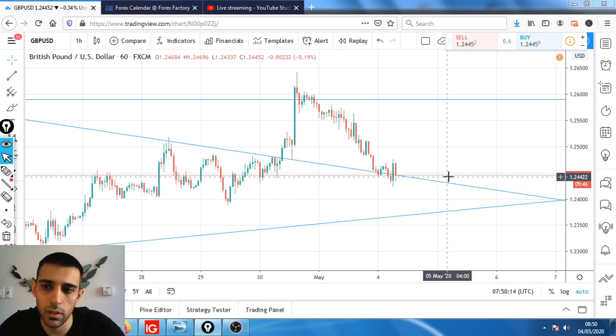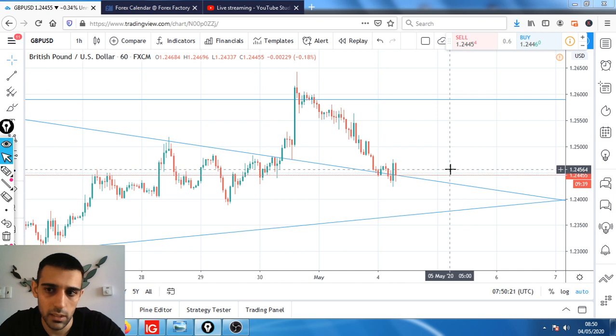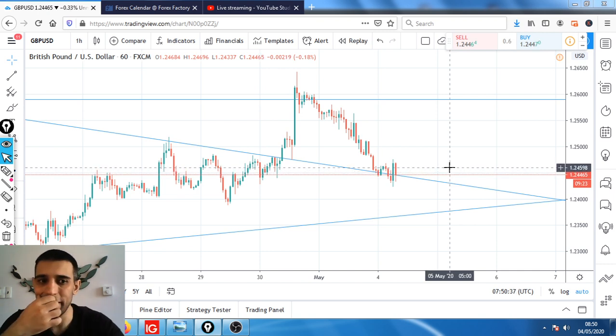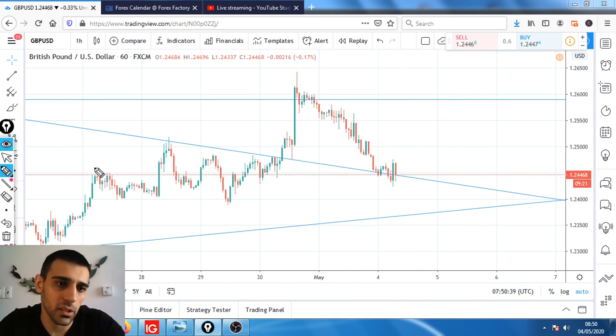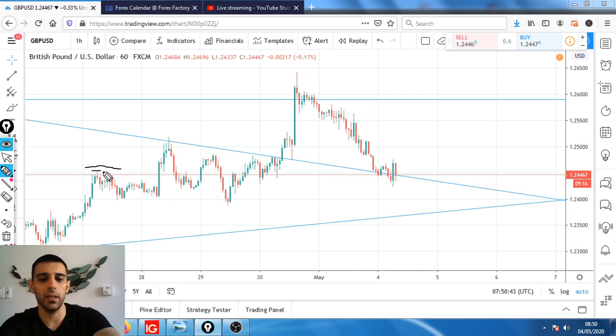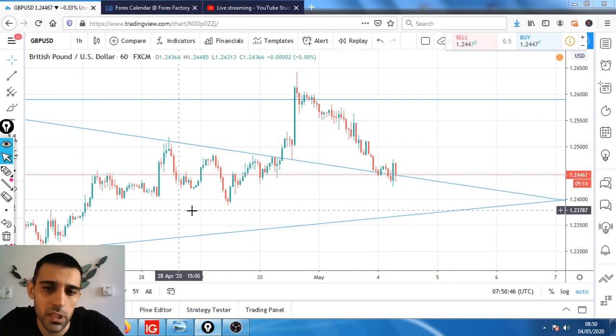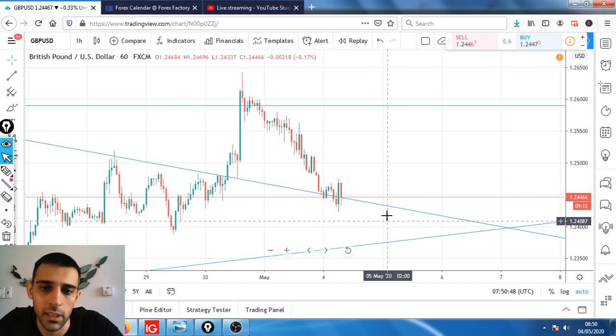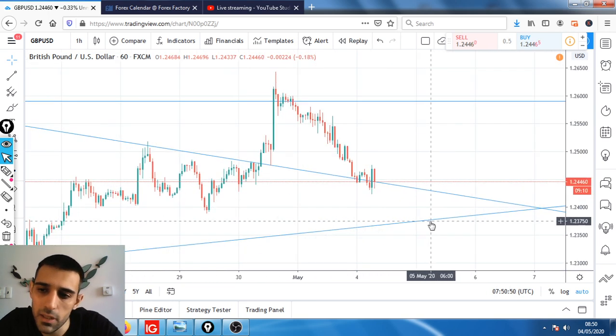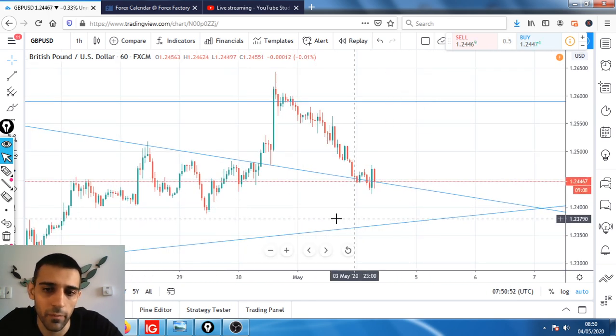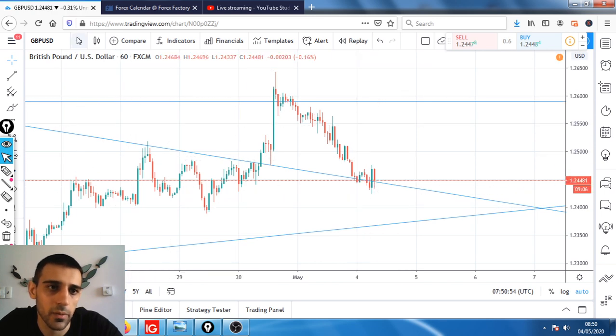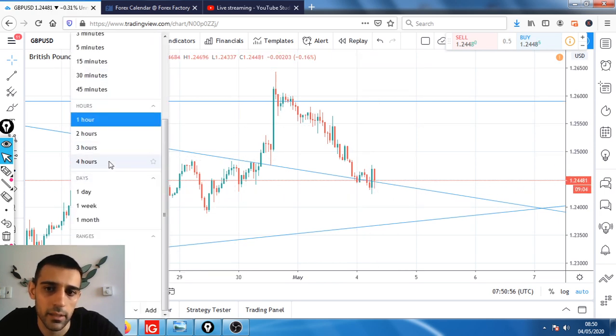124.45. Our stop loss is going to be positioned somewhere around this level, so we'll be well above this spike high there. So a 20 pip stop loss. We now need to look for the target. So the entry is at 124.45, 20 pip stop loss, and the targets.